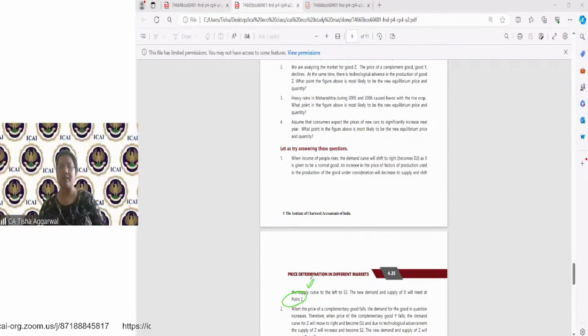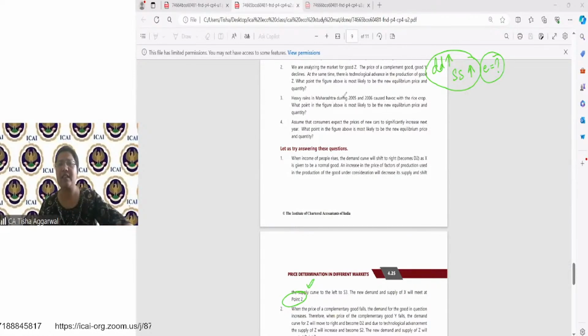Am I correct? Second, we are analyzing the market for good Z. The price of complement good Y declines. At the same time, there is a technological advancement. If there's a technological advancement, supply increases. If the price of complement declines, your product will also be demanded more. So demand is increasing, supply is also increasing. What will take place? Then you find out the new equilibrium point. This is how you are going to make the calculation.